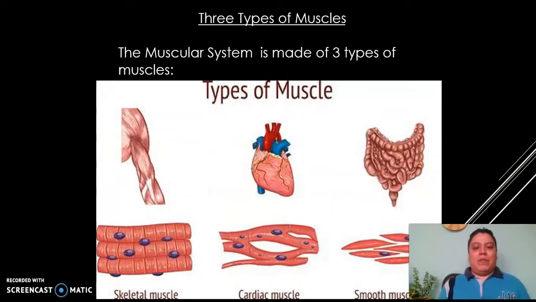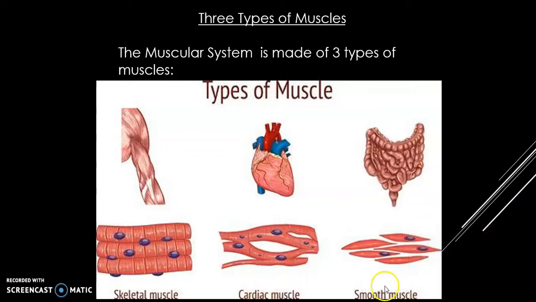Okay, so like I mentioned before, there are three types of muscles. The first is the skeletal muscle. The second one is the cardiac muscle. And the final one is the smooth muscle. Alright? I'm going to explain each one of them individually so that you can have a better idea of what they are and what they do.